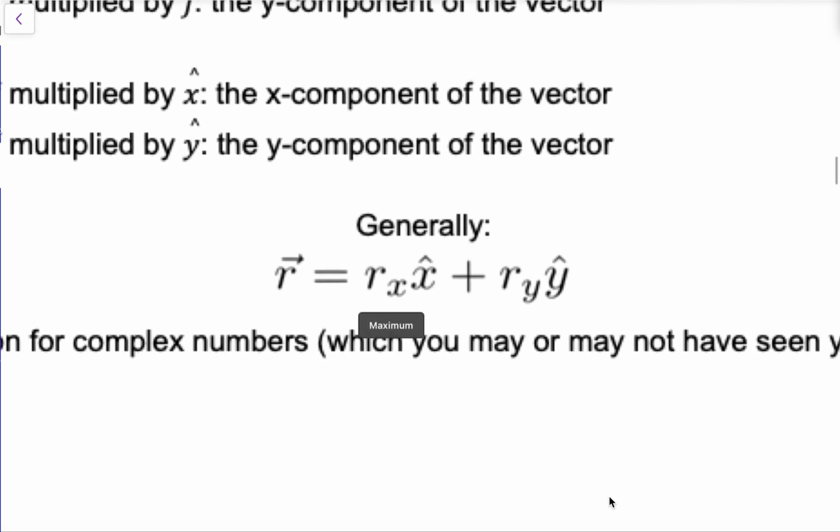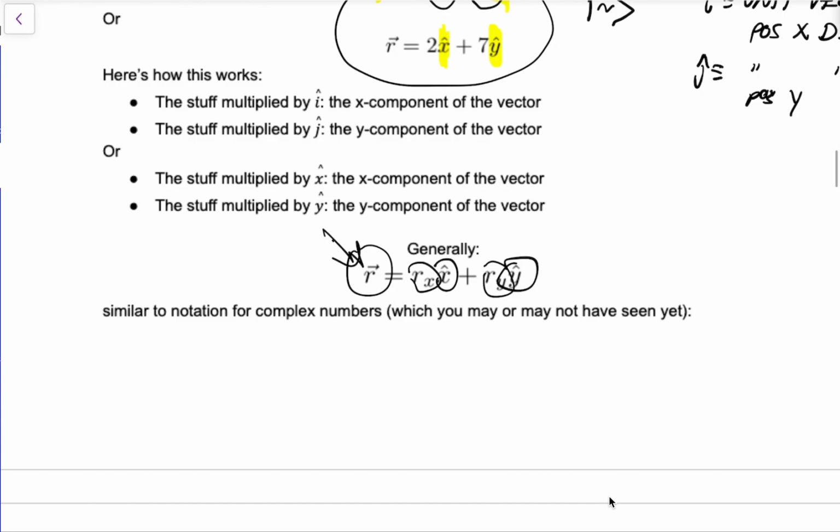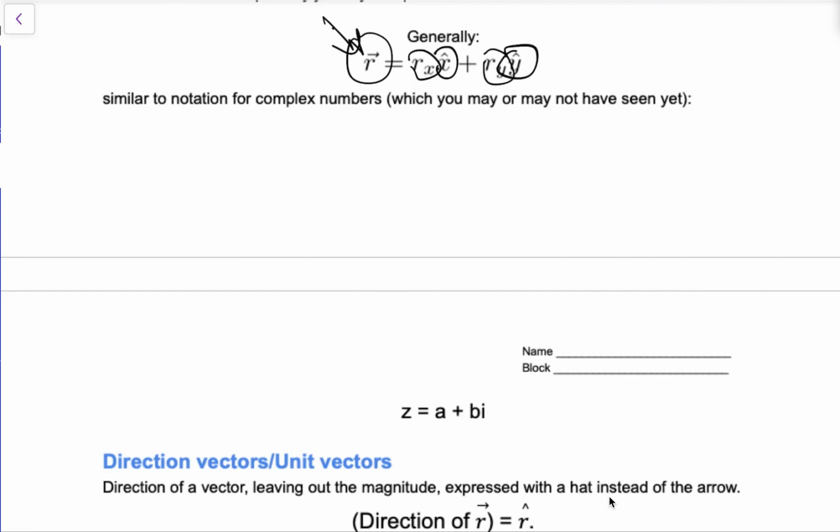All right, so generally it looks like this, where the vector r is given by the magnitude in the x direction times x hat plus the magnitude in the y direction times y hat, and that gives you a vector that looks like that. This is similar to what you may have seen for complex numbers. It's not the same. I want you to be really clear that a complex number is also a mathematical thing, but it is not a vector, because you can actually have a vector of two complex numbers. That gets a little weird.